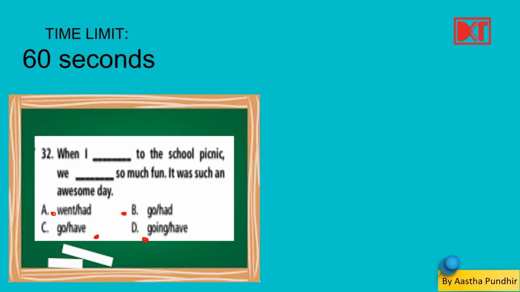Now here, we are talking in the past tense because you see in the next sentence it says it was such an awesome day. So we are talking about something that happened in the past. So the correct answer here is A. When I went to the school picnic, we had so much fun. All right.